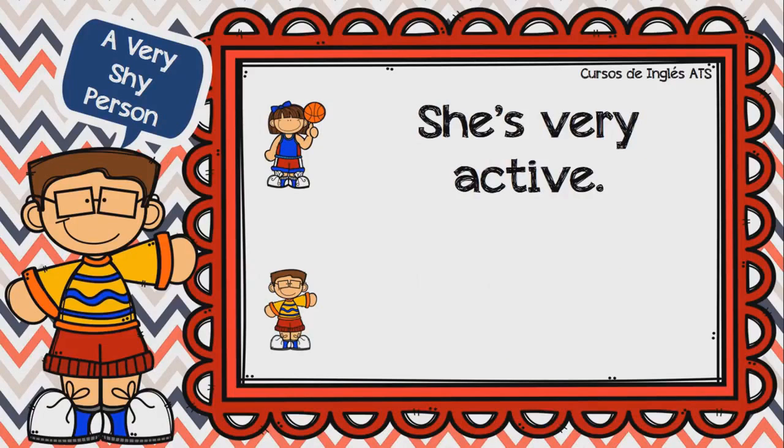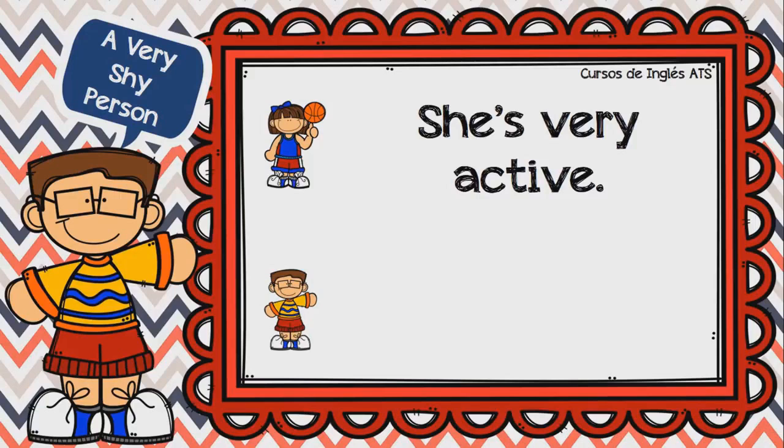She's very active. Okay, what do you think? Simple present or verb to be? Now this is the verb to be. Este sí es el verb to be. And how do you know? ¿Cómo sabes? Porque aquí no hay ninguna acción. No hay ningún otro verbo. She's very active. Simplemente es una descripción de Alice.